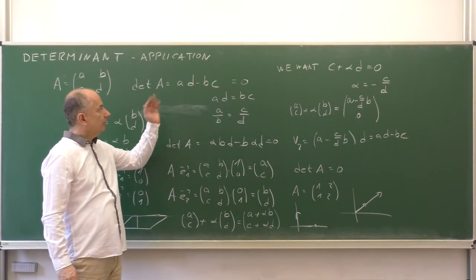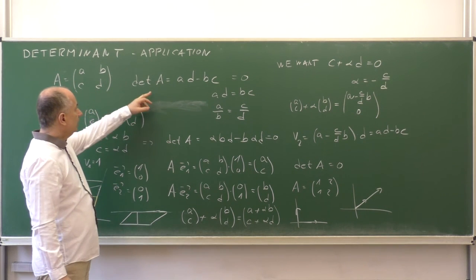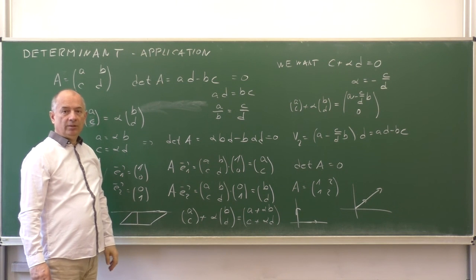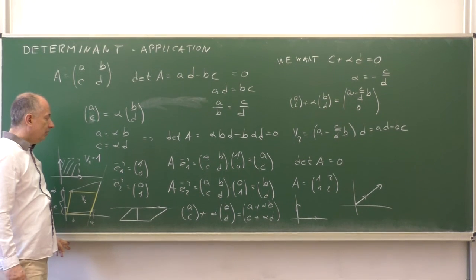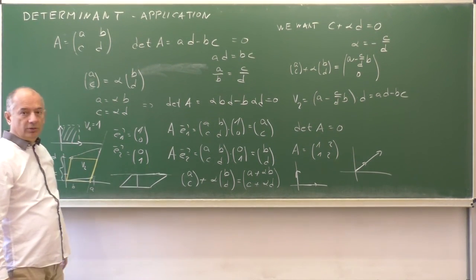So we have seen two applications of the determinant. If the determinant is equal to 0, then the rows of the matrix are linearly dependent, and so are the columns. And the absolute value of the determinant is the volume of the image of the unit square.